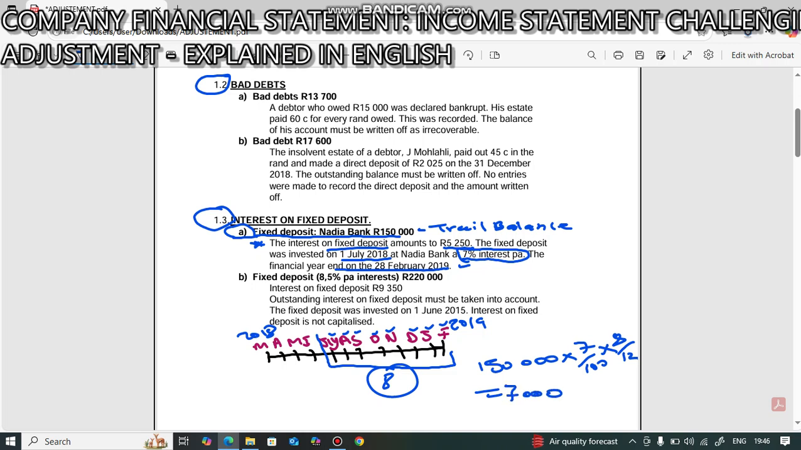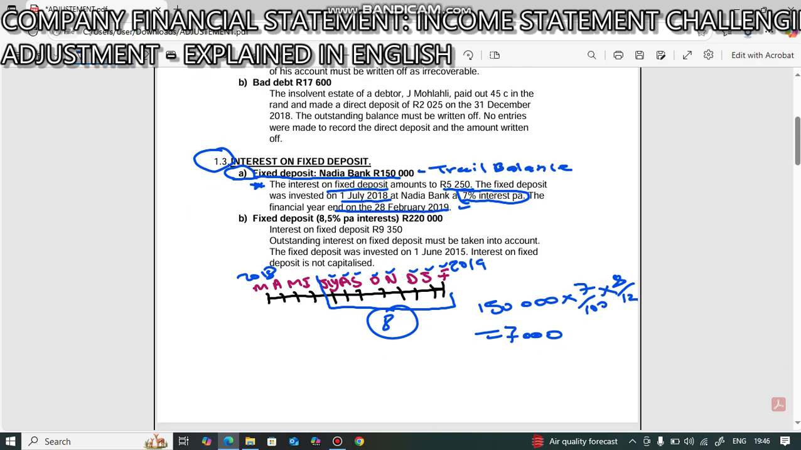Alright, so how do we record this information in our income statement or statement of comprehensive income? So let's say we are preparing the income statement. We are going to say the interest on fixed deposit. In our income statement, we are going to write interest on fixed deposit. You can write it in full, and then you open bracket. Let's say these are brackets, and this is the total.